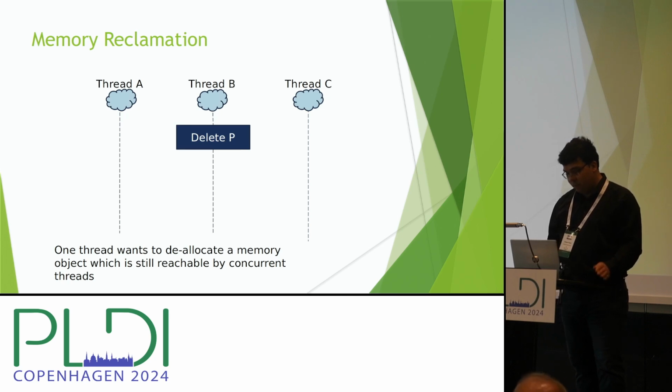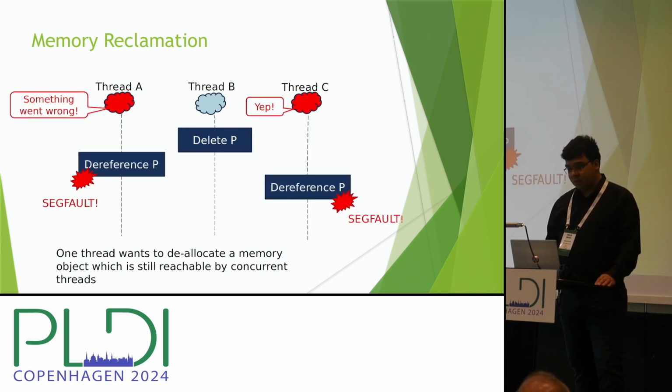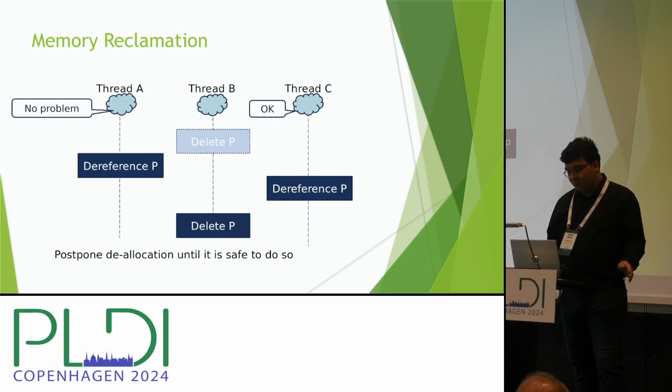Let's take a look at the problem. Let's say thread B wants to delete an object referred to by pointer P. Then thread A and thread C try to dereference this pointer a bit later. Because they are concurrent threads, there is no mutual exclusion, so they can still potentially access this pointer. So obviously that's going to be a problem. Now, what is the solution to this problem? Generally speaking, the solution is to postpone the deallocation, to say, okay, let's delete the object referred to by pointer P only when it's safe to do so.